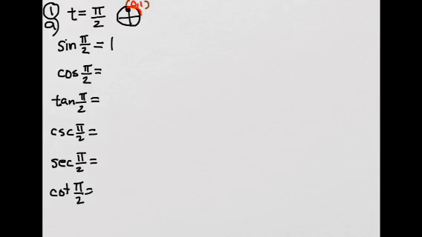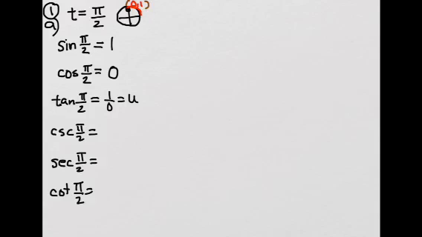Cosine of t, or cosine of pi over 2, is x. So that would be 0. And then for tangent of pi over 2, it's y over x. So 1 over 0, which is undefined. I'll just put the U.